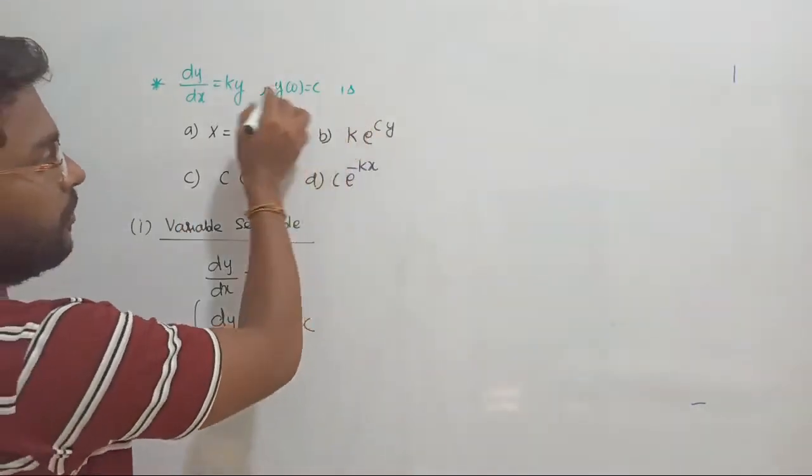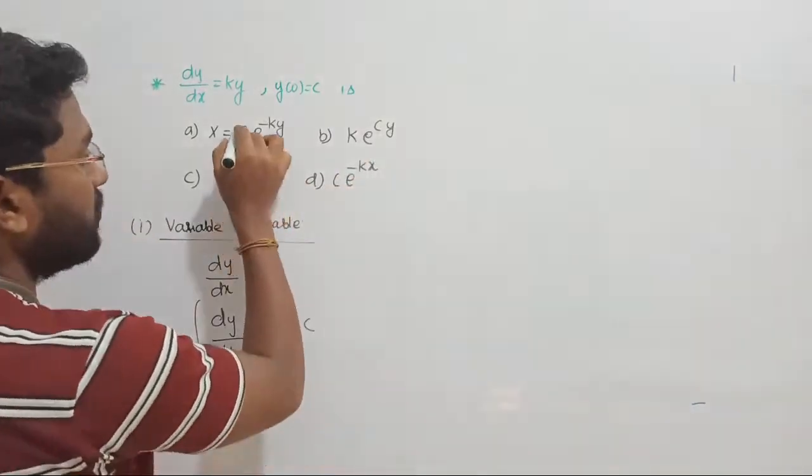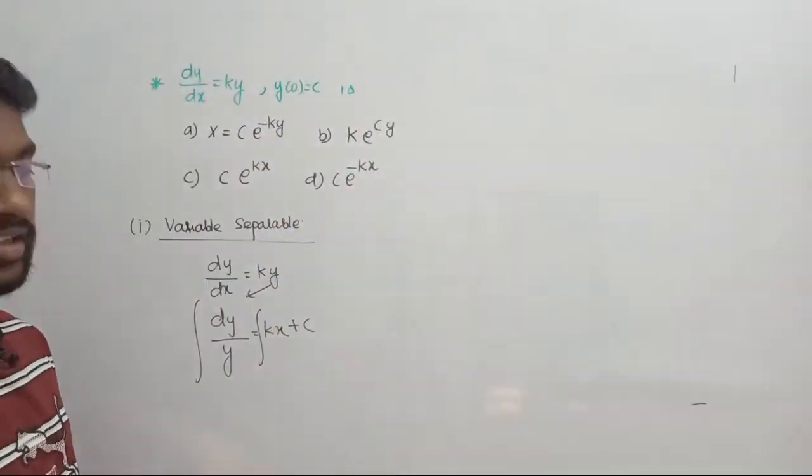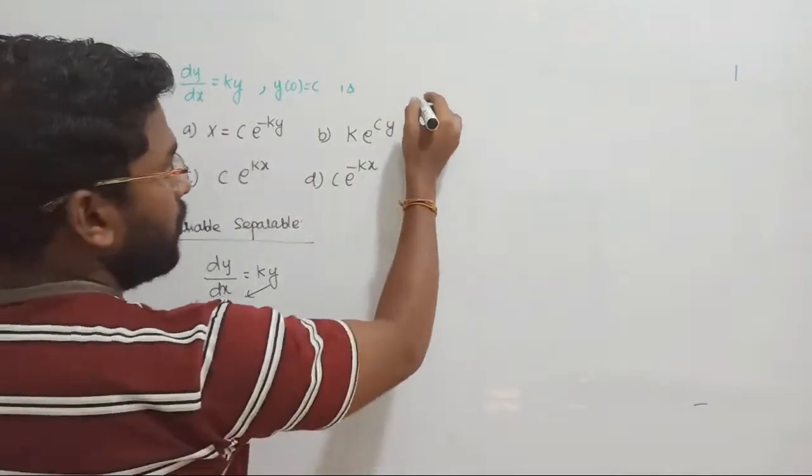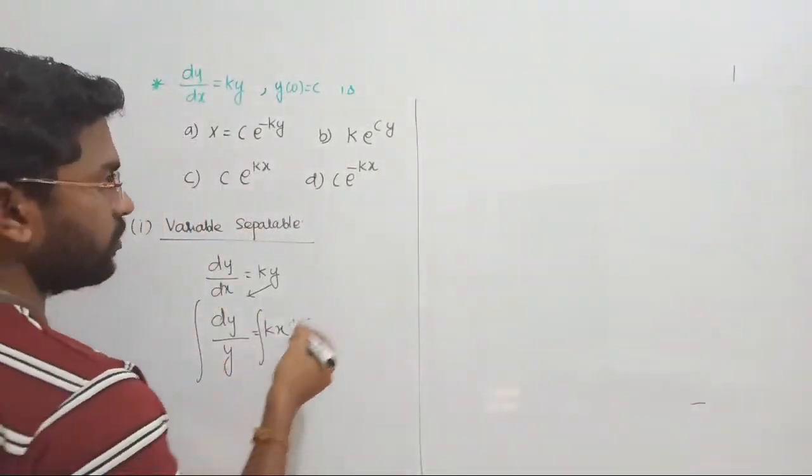If you observe the options, they have treated c as the constant. I will go ahead with the same constant c. Let's try. So in the next step, how are we going to get the solution?